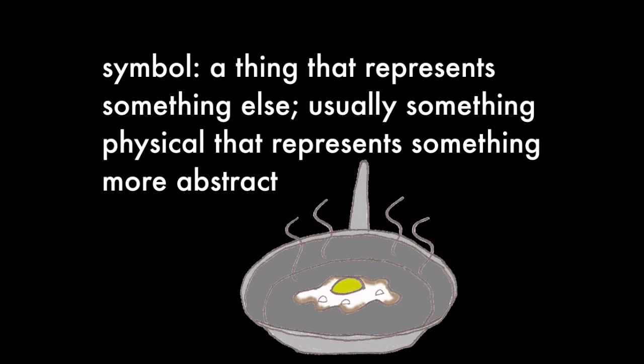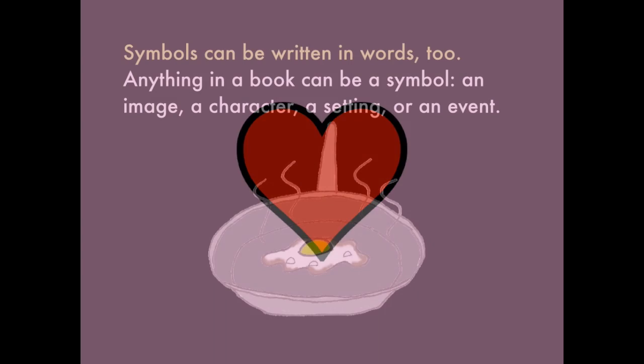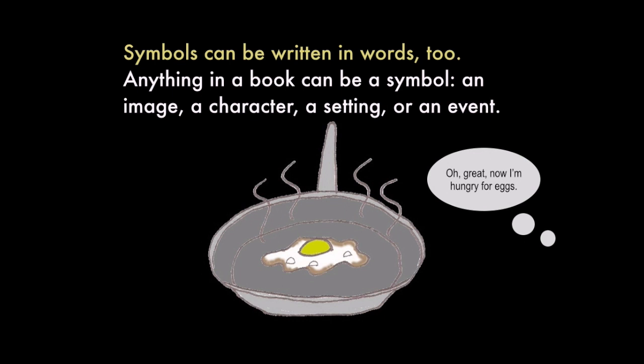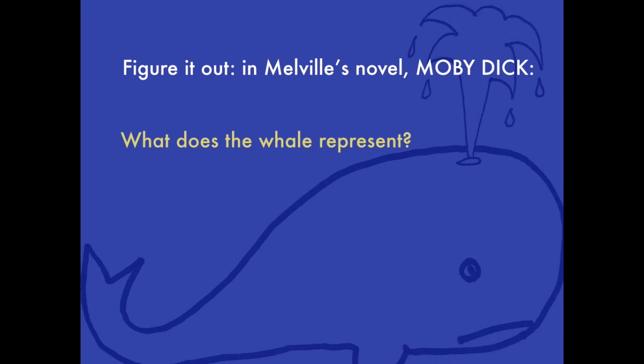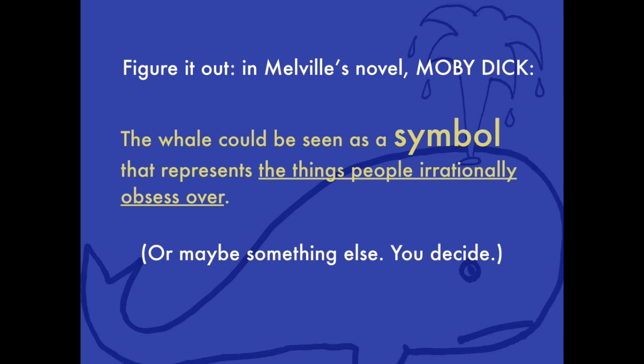So a symbol is a thing that represents or stands for something else, usually something you can see or touch that represents something more abstract, the way a logo represents an organization or a heart represents a feeling. That's easy. But those are visual symbols. Symbols can be written in words too. That's a little more interesting because it isn't as obvious as an egg in a frying pan. Not only that, you have to figure out yourself what the symbol represents. It could represent different things depending on how it's used.